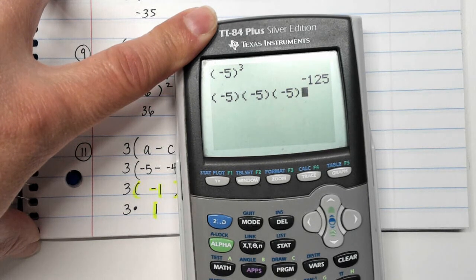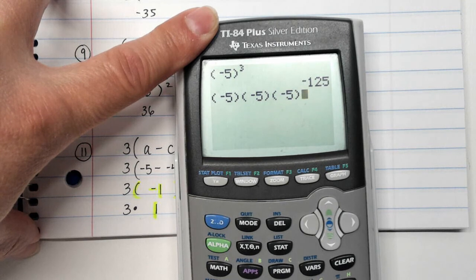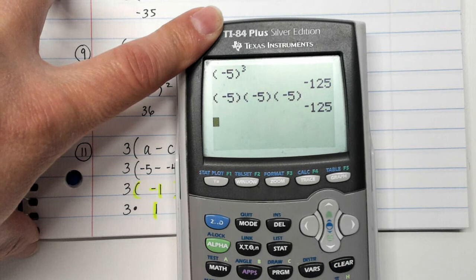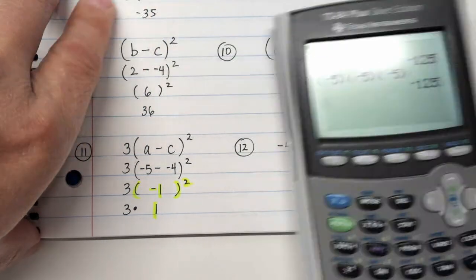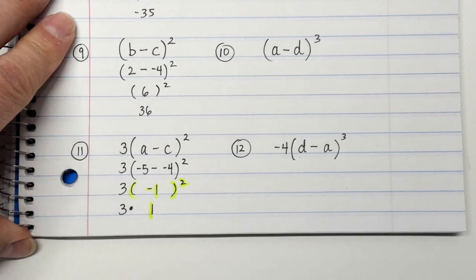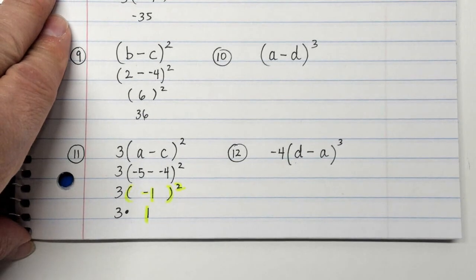Parentheses mean multiply, so I ain't got to put no dot in between it. Don't be afraid of large numbers. Don't be afraid to use or check on a calculator. Yeah? You want to be right. You want to pass. You could do it.